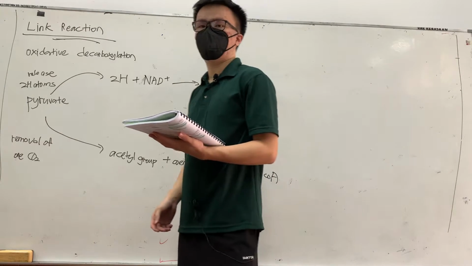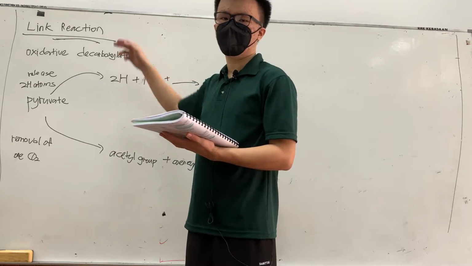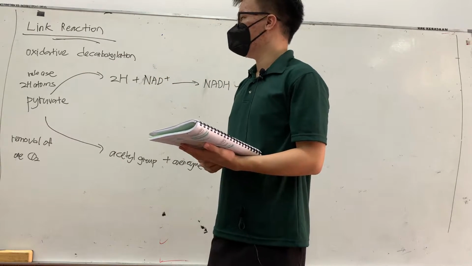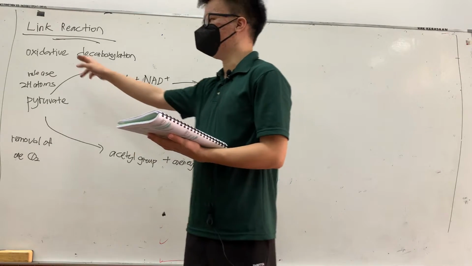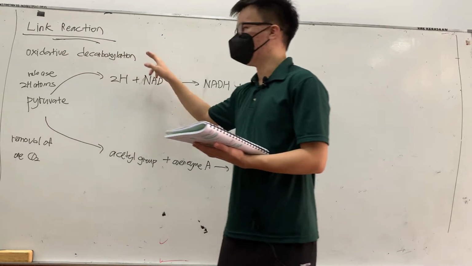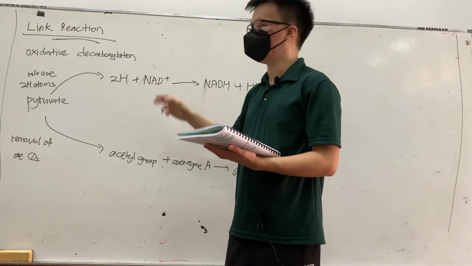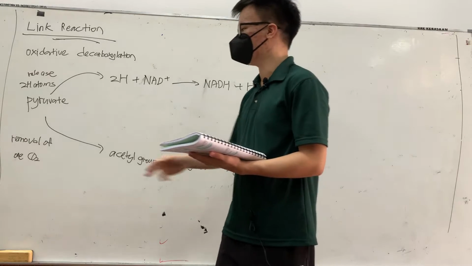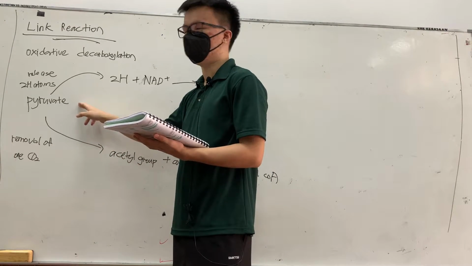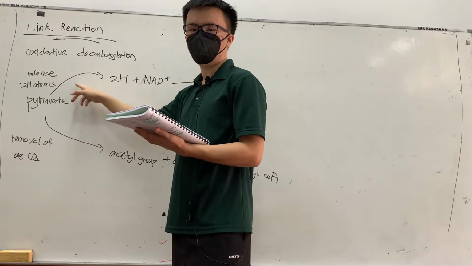Okay, after the glycolysis process, now we will move on to the link reaction. In the link reaction, oxidative decarboxylation occurs. Oxidative means oxidation. Decarboxylation means removal of 1 carbon dioxide molecule. So now we will take the product from glycolysis, which is pyruvate. The pyruvate will release 2 hydrogen atoms and undergo oxidation.